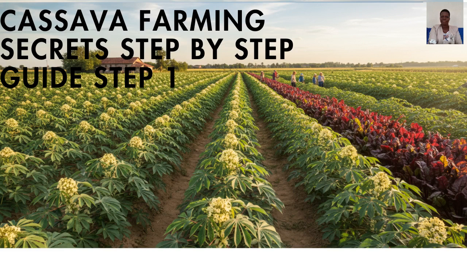Cassava farming secrets, step-by-step guide. Step number 1, disease-free planting material. That is the foundation of success. These are sustainable techniques that increase yields by 70% while cutting costs by 50%. Understanding why planting material quality determines everything.